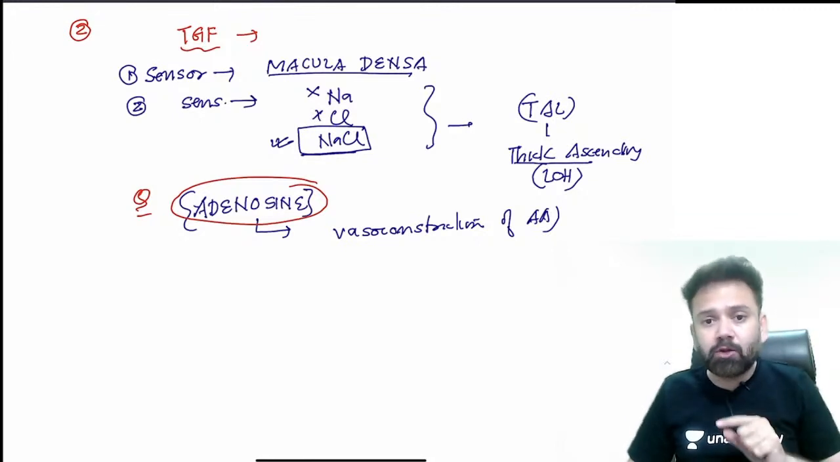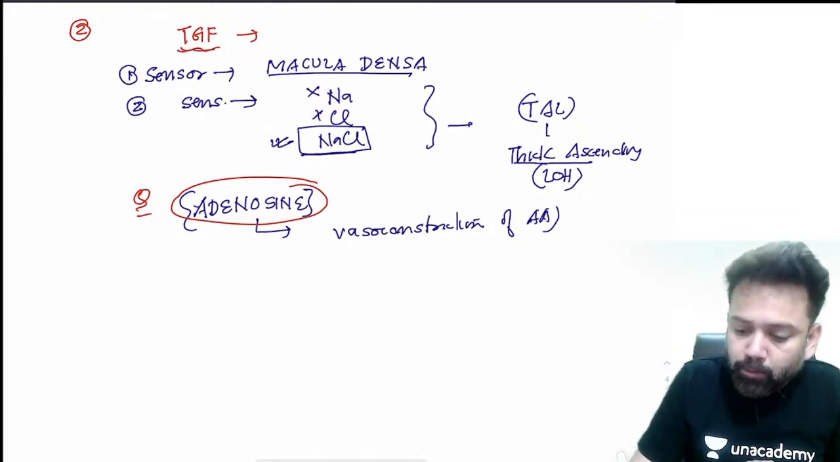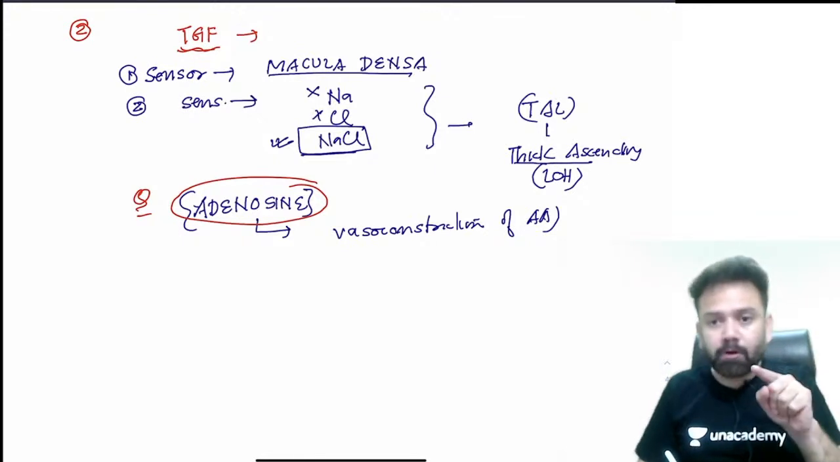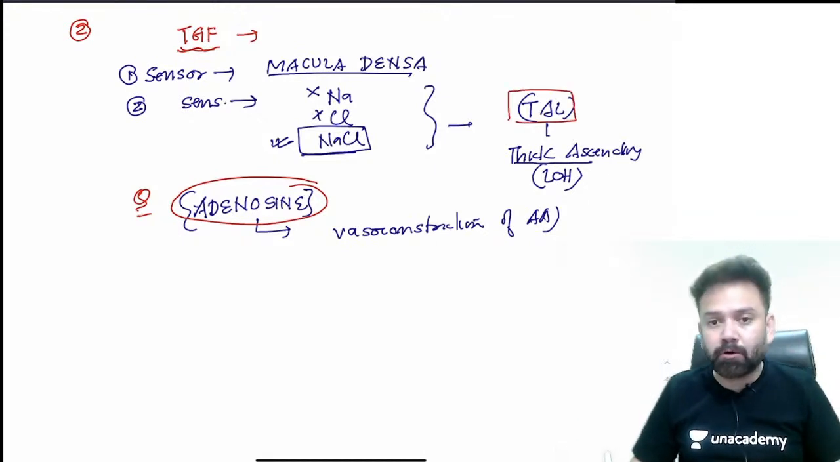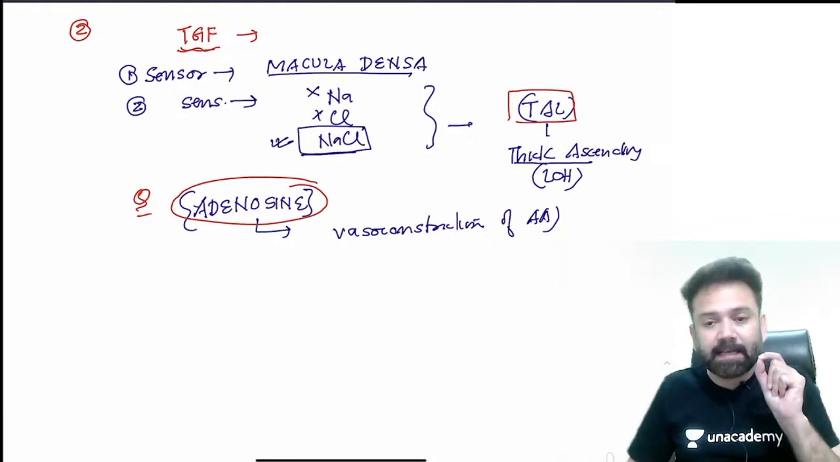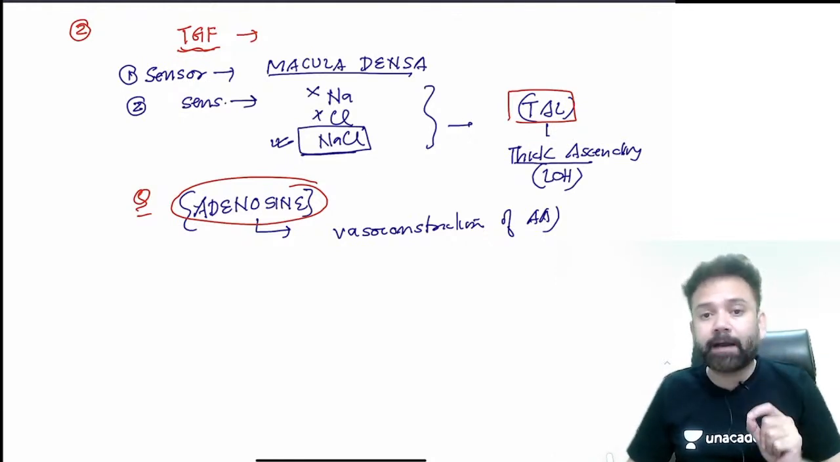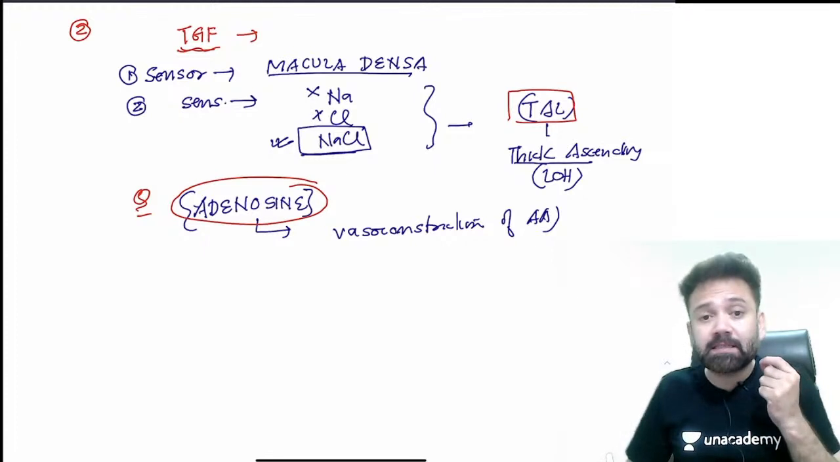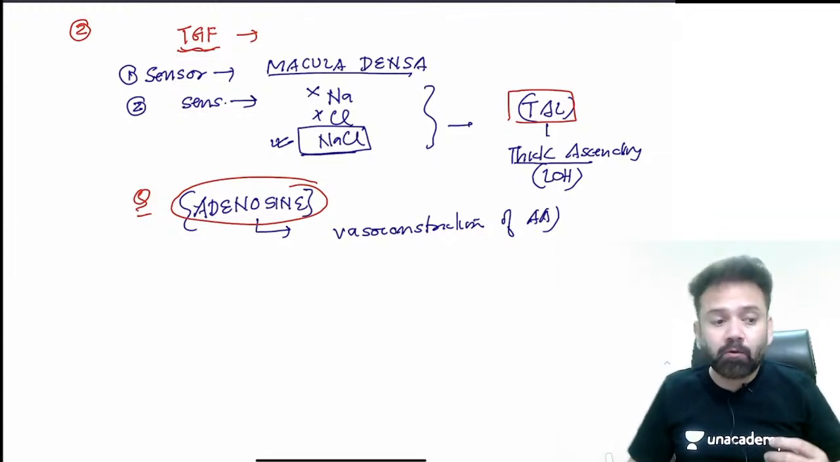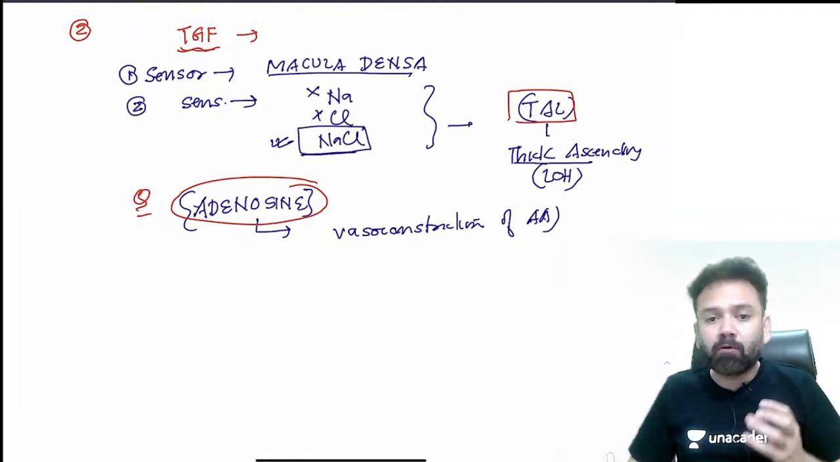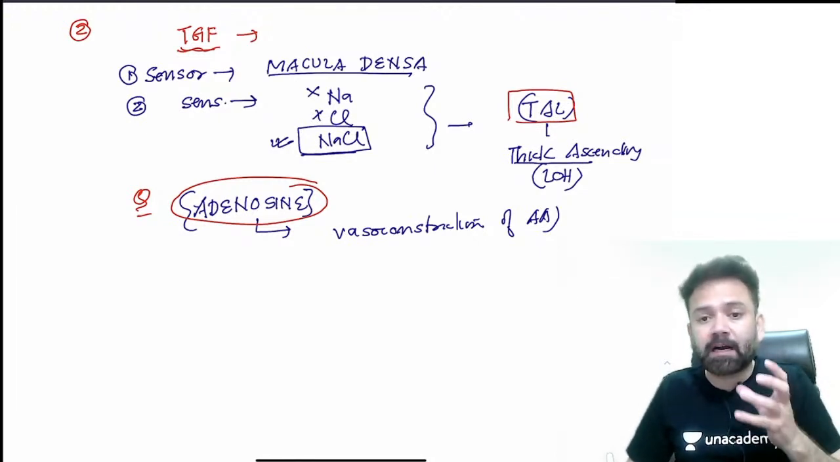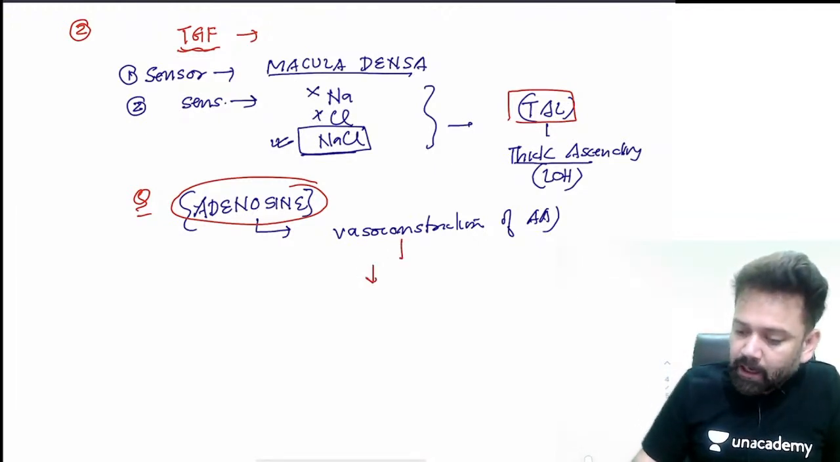Here you will see tubuloglomerular feedback. Tubule. So what is happening in that tubule? Sensing of the sodium chloride. By whom? By the sensor macula densa. Then what does it do? It causes release of adenosine to cause vasoconstriction of afferent arteriole, and this will ultimately decrease the blood supply.